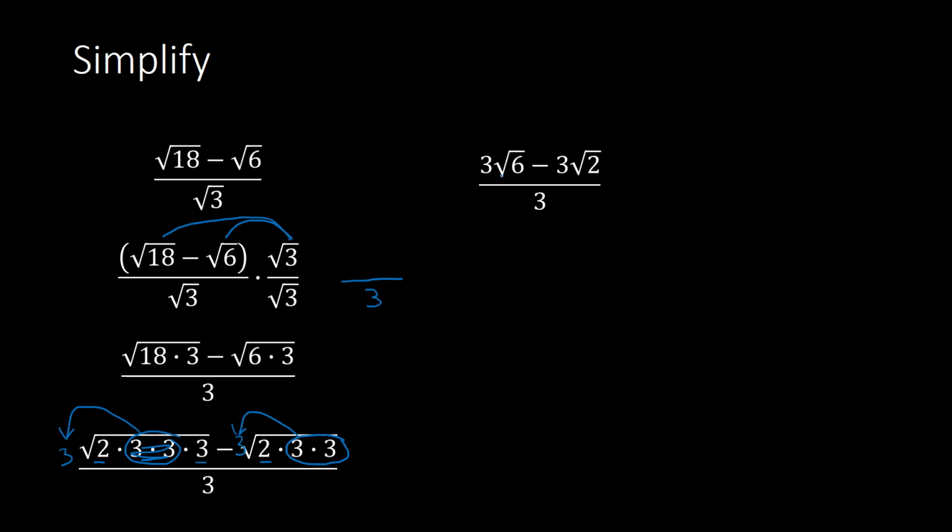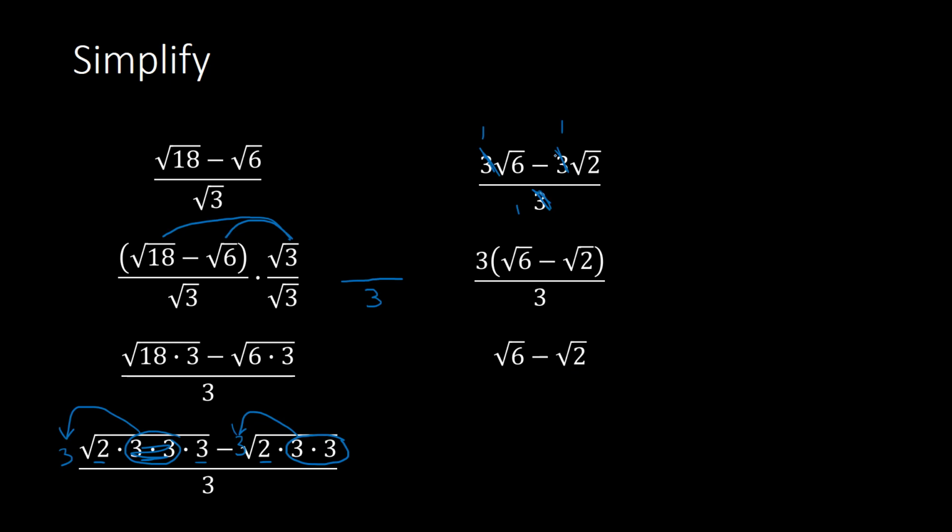And then one last thing, notice that you can divide every term by 3. Because there's only one term in the denominator, I can see that there's a 3 here, here, and here, and divide every part by 3, which leaves me with a 1, 1, and 1. So what I have is going to be square root of 6 minus the square root of 2.